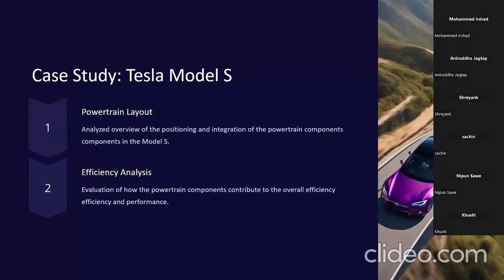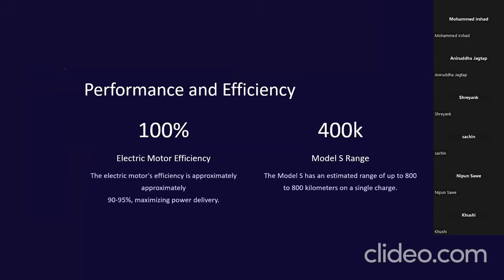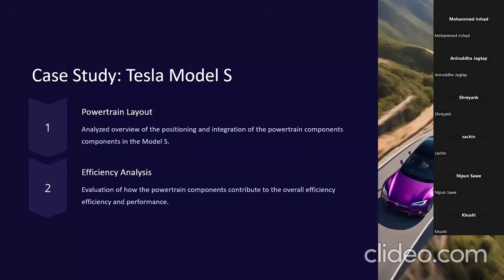So here I have given one case study for the Tesla Model S, which is one of the very sophisticated electric vehicles in terms of different parameters: the range of the vehicle, the luxury of the vehicle, the performance, and the use of very sophisticated IoT devices. Right? So let's understand the Tesla Model S.